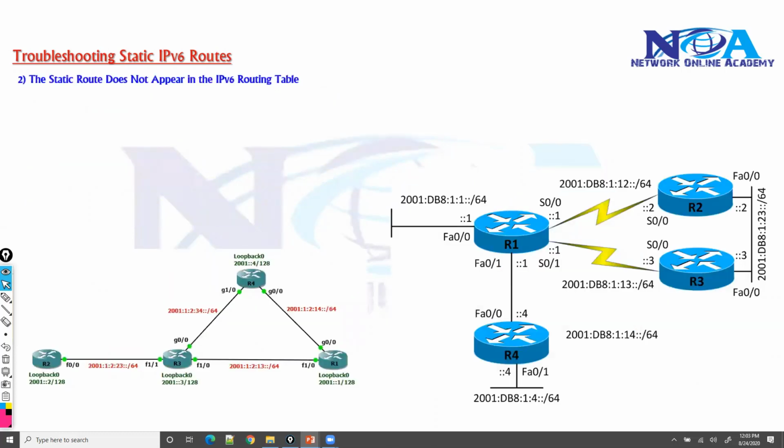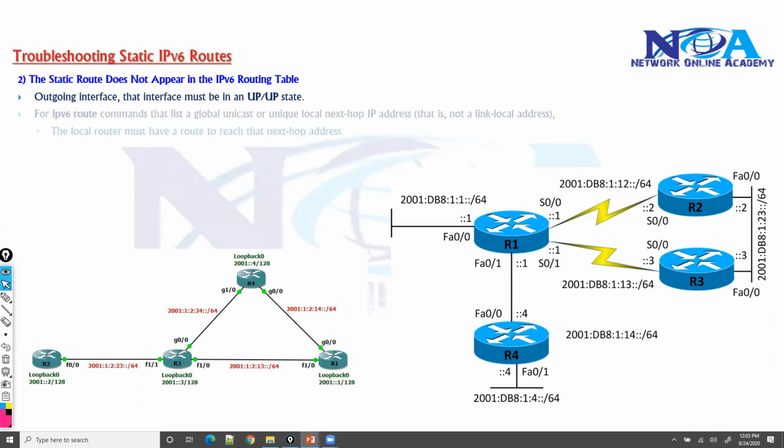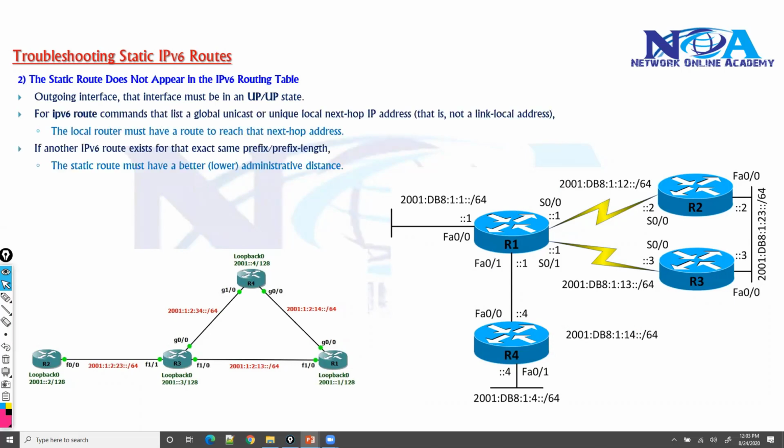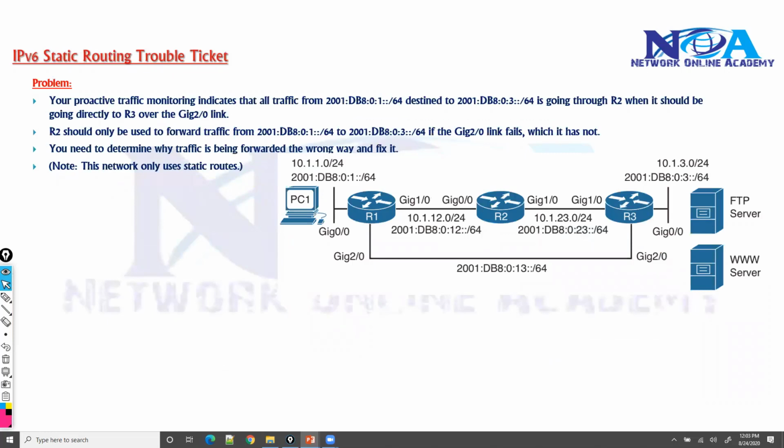Even if the static route is not appearing in the routing table, then mostly you need to check the next hop, whether it is reachable or not. So probably here I'll take one simple scenario, a troubleshooting ticket, where we'll try to use some specific show commands to understand what are the things we need to check if there is a problem.